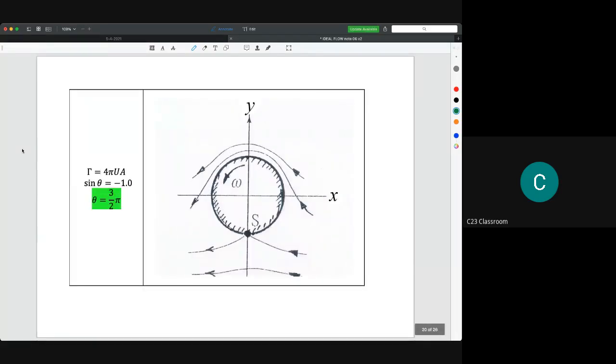And then, if gamma is equal to 4 pi UA, we will get sin theta is equal to -1. So if sin theta is equal to -1, it means that theta is equal to 3/2 pi, which is 270 degrees. So it shows that the stagnation point actually occurs at one point here.